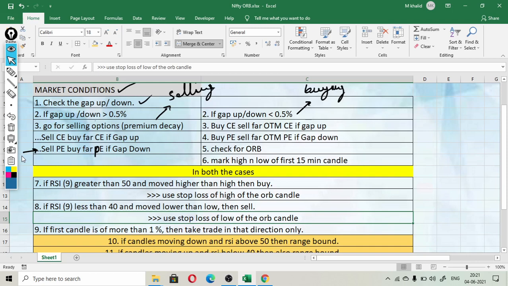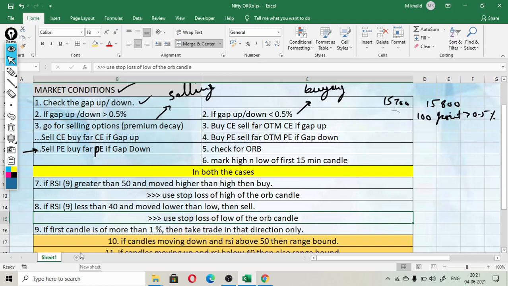For example, suppose Nifty is right now at 15,700, and on Monday Nifty opens at 15,800. The difference is 100 points, which is greater than 0.5% of Nifty. Now what will you do? On that day it has opened gap up. So the previous day's close was 15,700, and Monday's opening is 15,800, suppose.